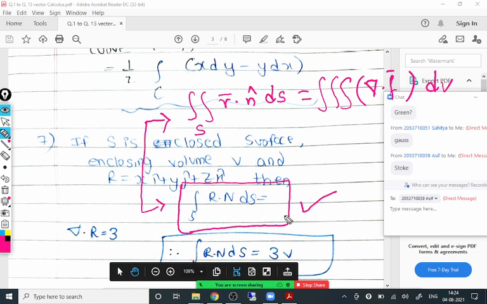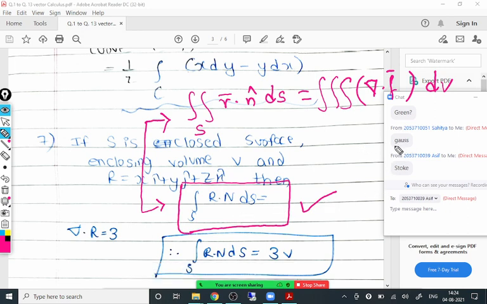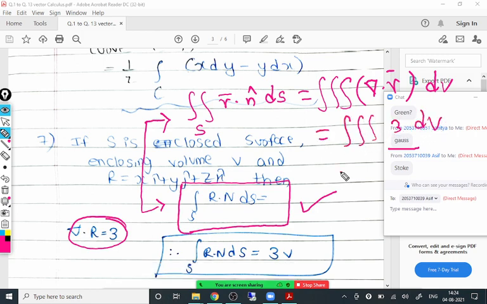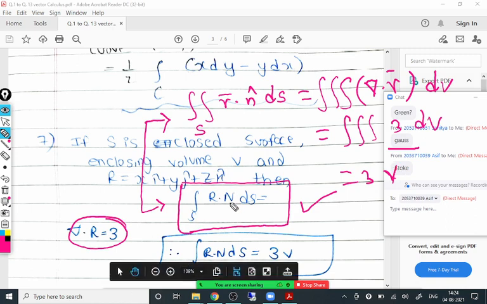Okay, so where we are here, this is the Gauss theorem. Double integral of f bar dot n cap dS is equal to triple integral del dot f bar dV. So f bar is in this case r bar, so it is del dot r bar dV. Now del dot r bar is 3. So triple integral 3 dV, and 3 is a constant, taken outside. Triple integral of dV is the volume V. So 3 times V is the answer. That's correct. So we used the Gauss theorem.